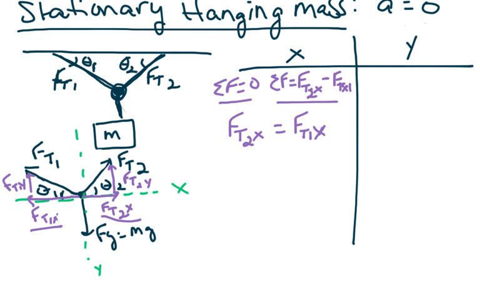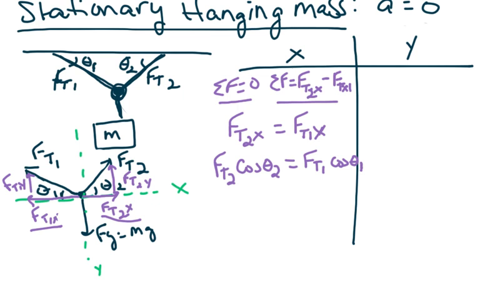Well, now we can substitute in our trig equation. So these are the adjacent sides. So this one becomes FT2 times the cosine of theta 2, which equals FT1 times the cosine of theta 1. All right, there's not much else we can do here except for maybe solve for one in terms of the other, which I will let you guys do. That's part of your lab-based challenge.